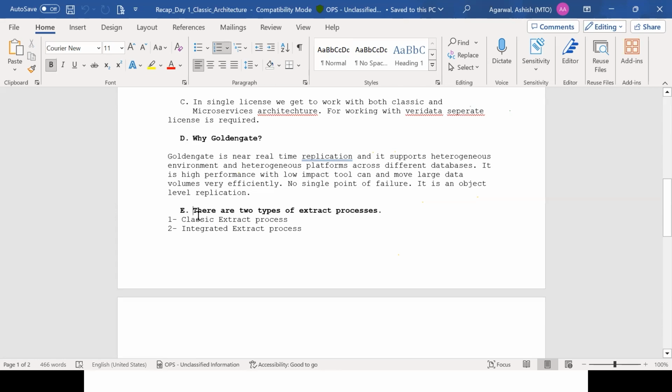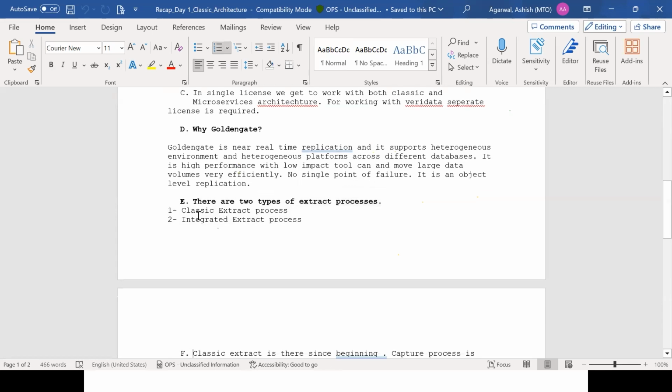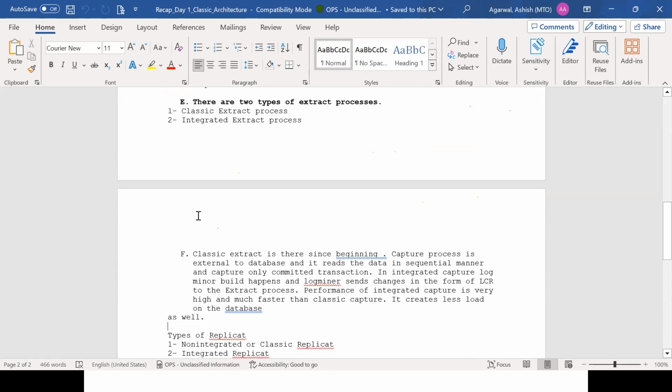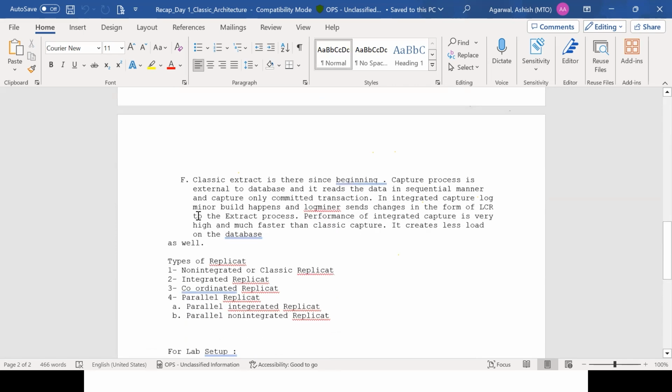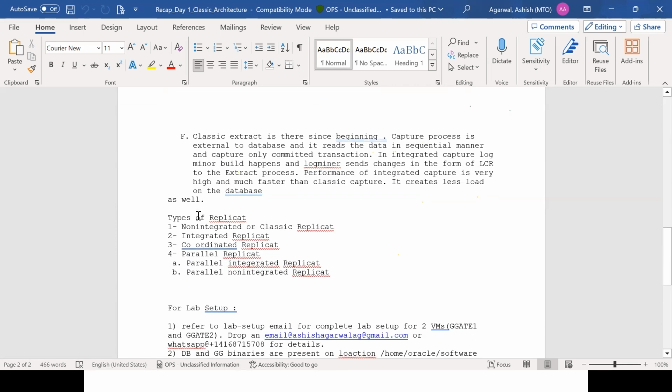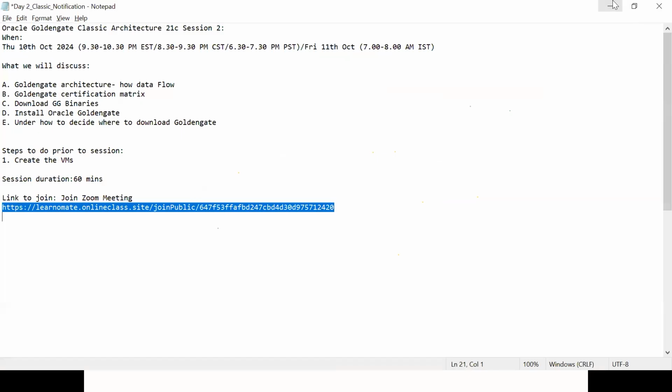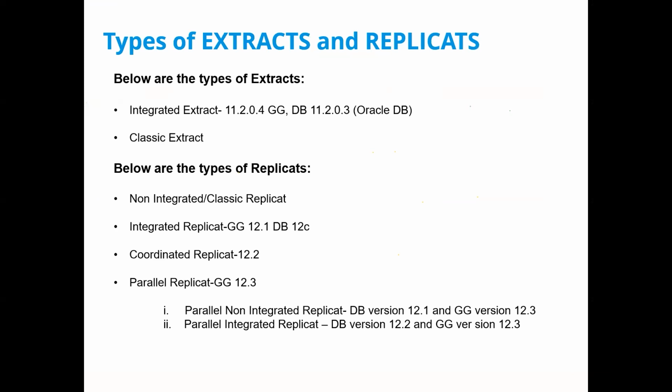Now there are two types of extract process, classic and integrated extract. Classic has been there since the beginning of Oracle Golden Gate. Now what are the different types of replicates? Non-integrated or classic replicate, integrated replicate, coordinated replicate, parallel replicate, parallel integrated replicate, and parallel non-integrated replicate. These are the different types of replicates which are available.